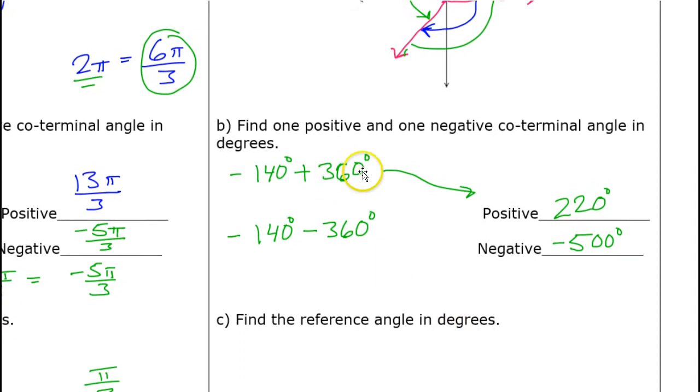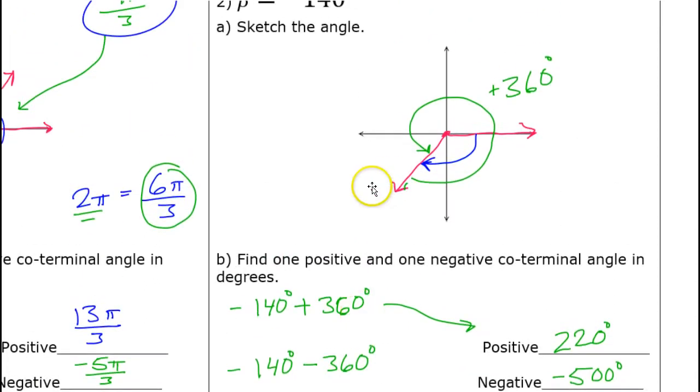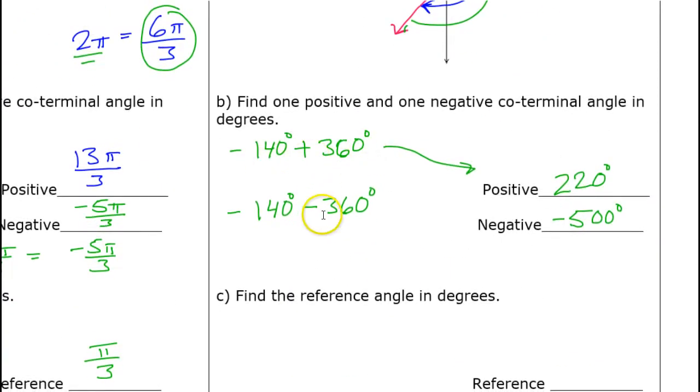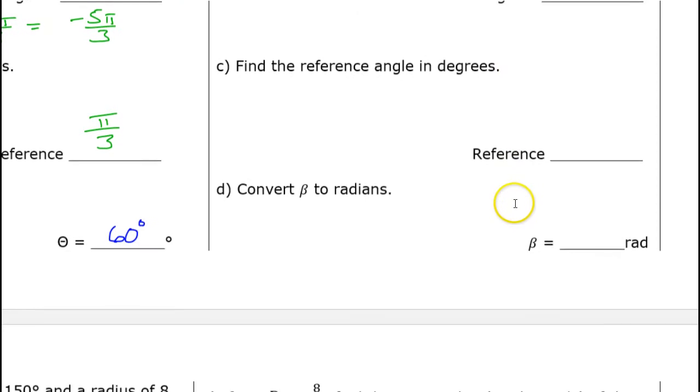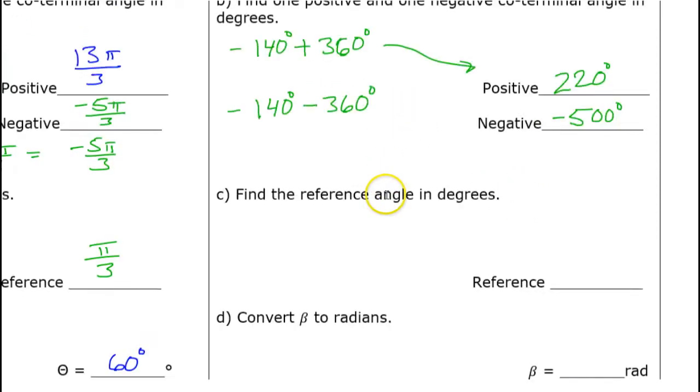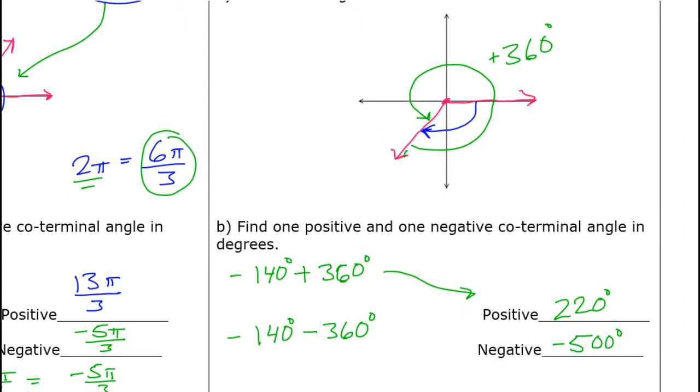Now, bear in mind, if they gave us a big enough angle, you might have to add or subtract 360 more than once to get a positive and a negative number. So just watch out for that. Anyway, so now we need to find the reference angle in degrees. So remember, the reference angle is the angle measured against the x-axis. So the reference angle is actually going to be this angle right here where I just put the theta. The angle between here and the x-axis.